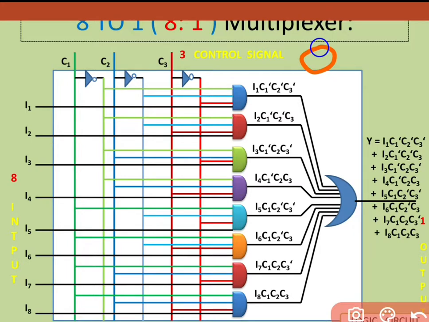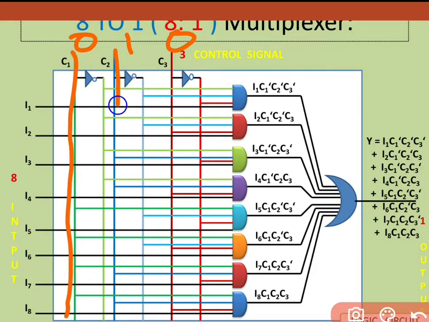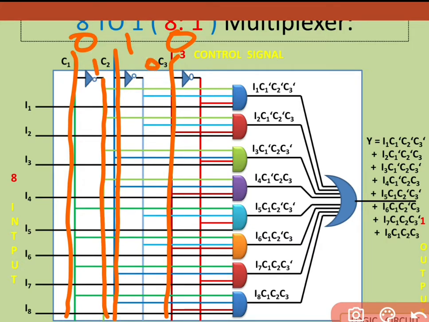When we are passing 0, 1, 0, what will happen? 0 1 0 means here we are having 0, here we are passing 1, here we are passing 0. But here just the opposite happens. 0 becomes 1, 1 becomes 0, and 0 becomes 1.